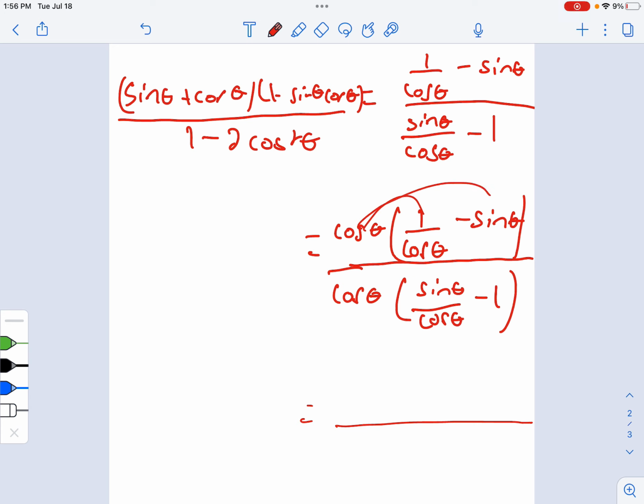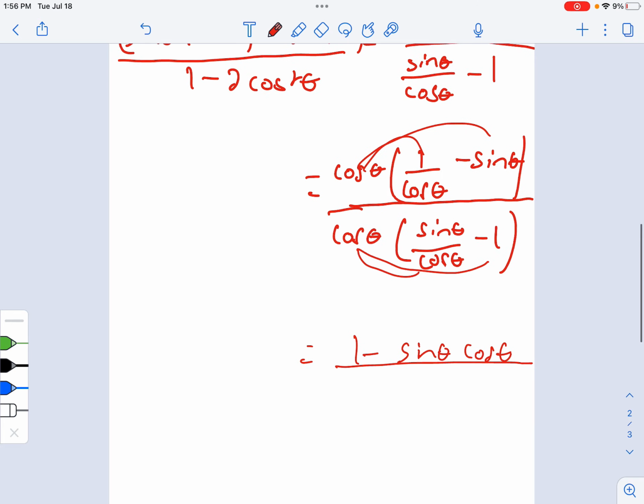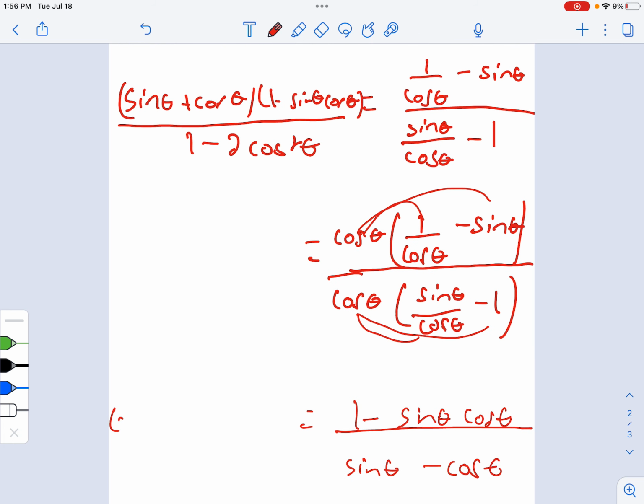So to distribute cosine on the numerator and the denominator, you would get 1 minus sine cosine, and then distribute the cosine, you would get sine minus cosine. Okay, and that's what I meant by just one big fraction. All right. Okay, so this is where we're at, and I'm sorry, I should have been a little more careful writing this. Let me rewrite this.